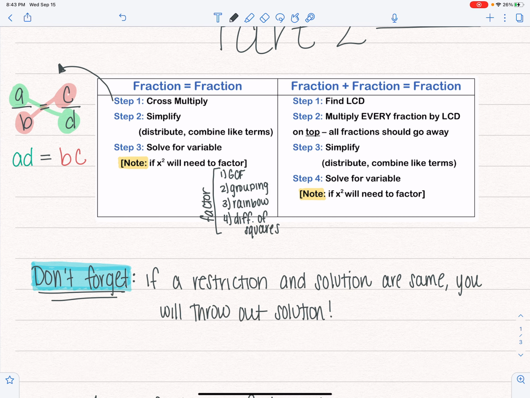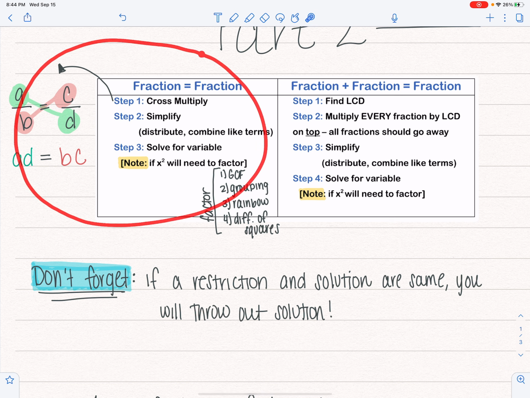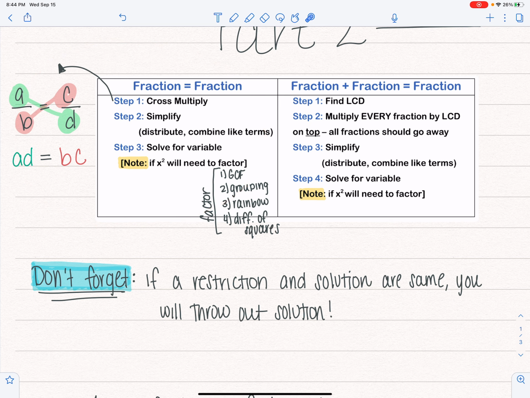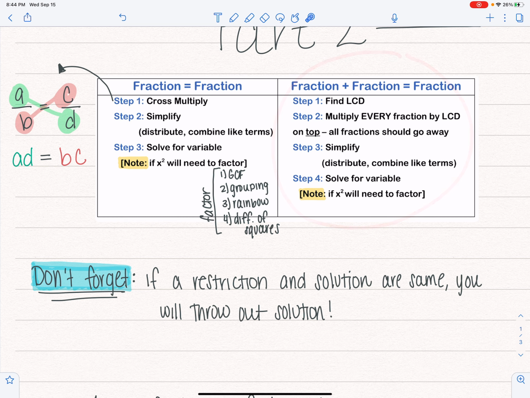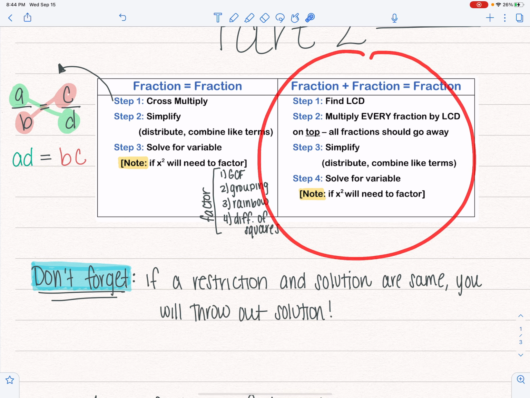If you have a fraction equals a fraction, you're going to cross multiply, which I'm not going to do specifically in this video. You can see some of those in part 1. We're going to focus mainly on this side if you have multiple fractions. Now I have a fraction plus a fraction equals a fraction, but that could be a fraction equals a fraction plus a whole number. If I have any addition or subtraction signs on either side of the equal sign, I'm going to have to do this right-hand column.